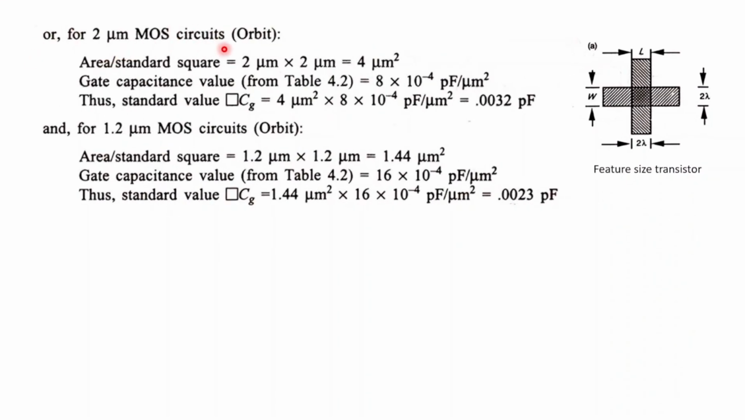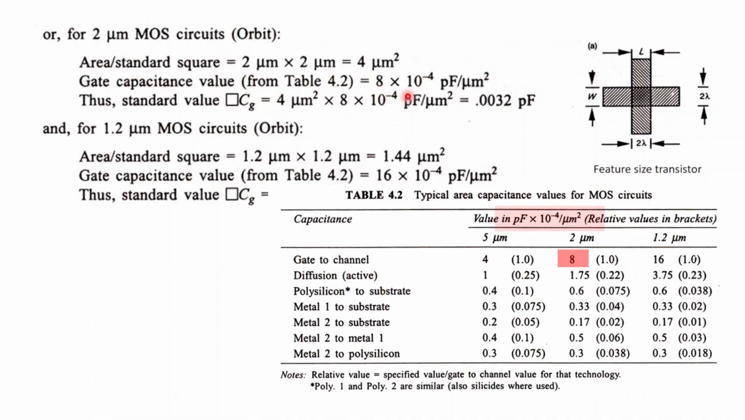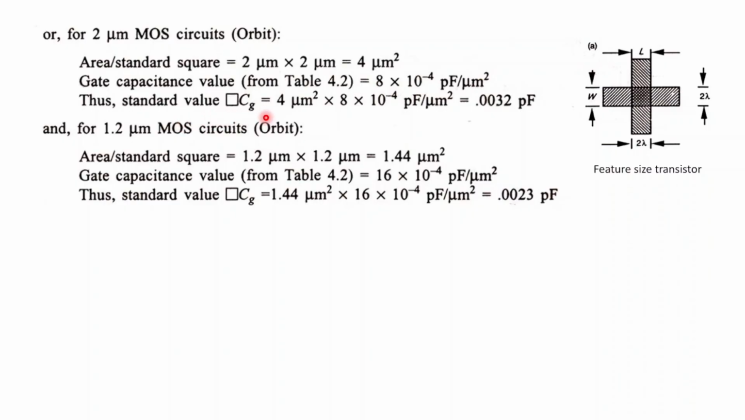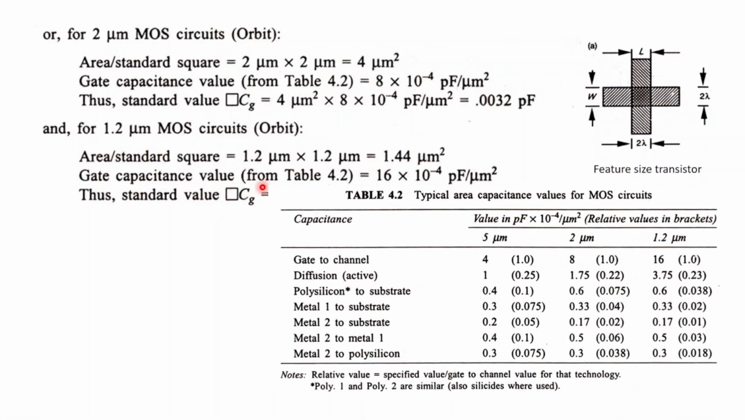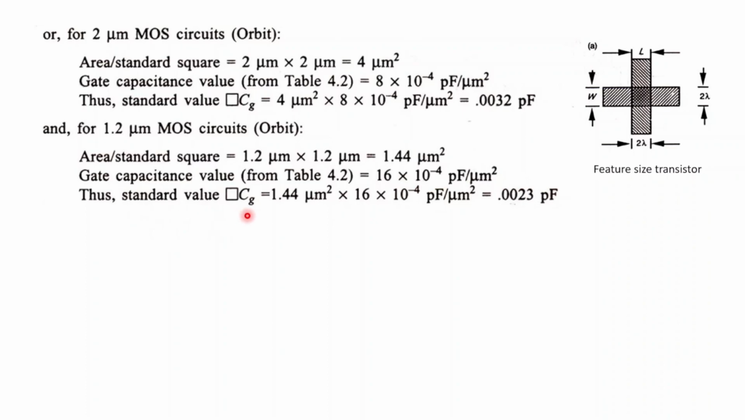Similarly, for 2 micrometer technology, the area per standard square is 4 micrometer square. Gate capacitance from the table is 8 into 10 to the power minus 4 picofarad per micrometer square. Thus, the standard value becomes 0.0032 picofarad. And similarly, for 1.2 micrometer technology, the area per standard square is 1.44 micrometer square. Gate capacitance from the table is 16 into 10 to the power minus 4 picofarad per micrometer square. Thus, the standard value of square Cg becomes 0.0023 picofarad.